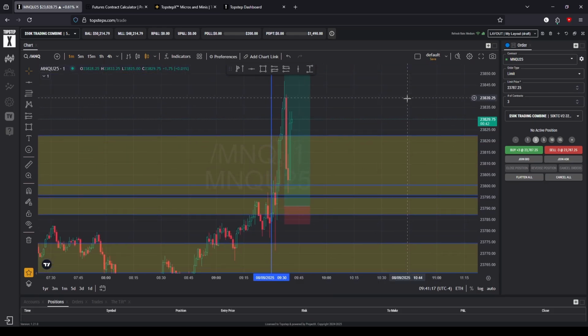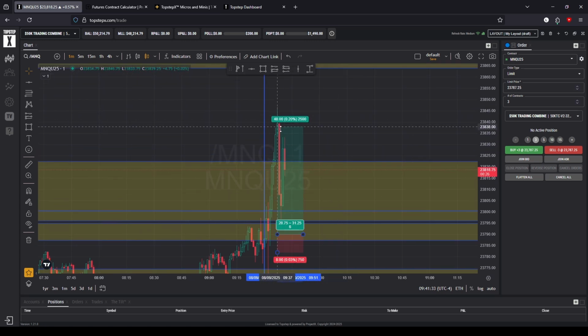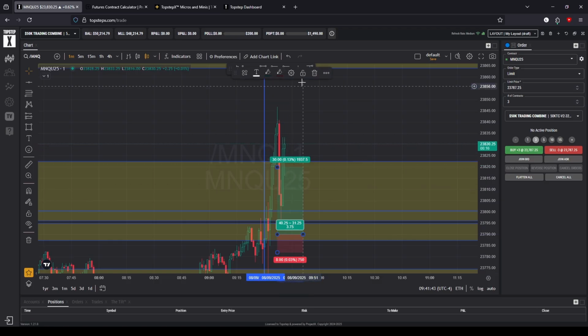Yeah, I'll probably take this trade right here. So I'll bring my entry to roughly the middle of it, so I'll say around here. It's not exactly the middle, but okay, I'll just take my entry here, and then I'll probably have my take profit around here. I'm gonna keep it on even numbers.